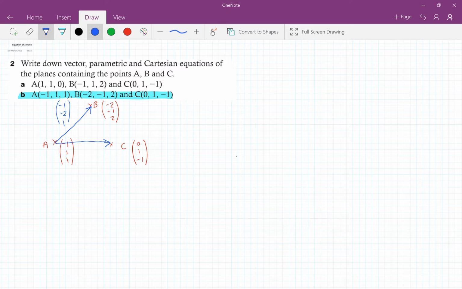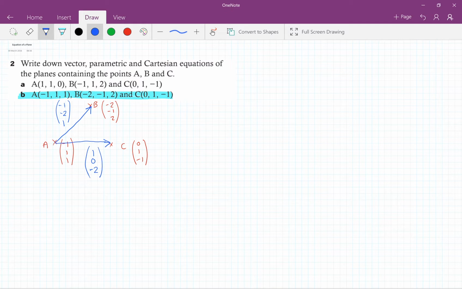So from -1 to -2, I've taken away 1. From 1 to -1, I've taken away -2. And I can do the same for the vector from A to C. Work those numbers out yourself.